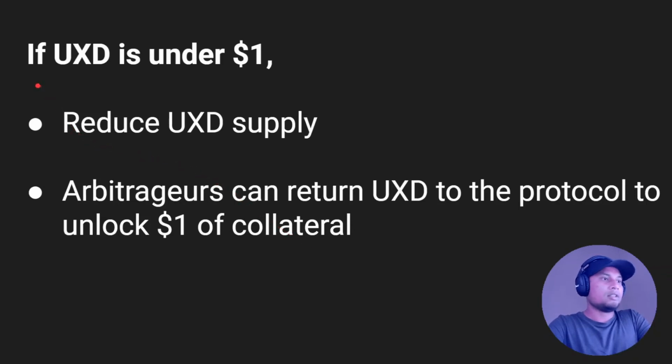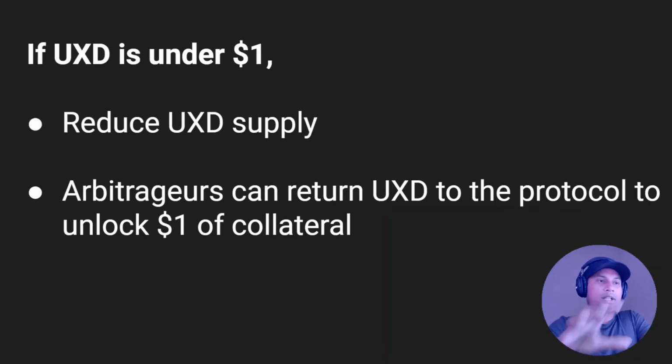But anyways, let's take a look and see what happens when the UXD price is under $1. Okay, what happens then? Basically, the arbitrageurs can return the UXD to the protocol to unlock $1 worth of collateral, because you have to remember, BTC, Sol, and ETH are decentralized crypto assets, and that is what you can mint UXD from. And that's why if you redeem your UXD, if you deposit your UXD to the protocol, it'll be much more clear when I show you.